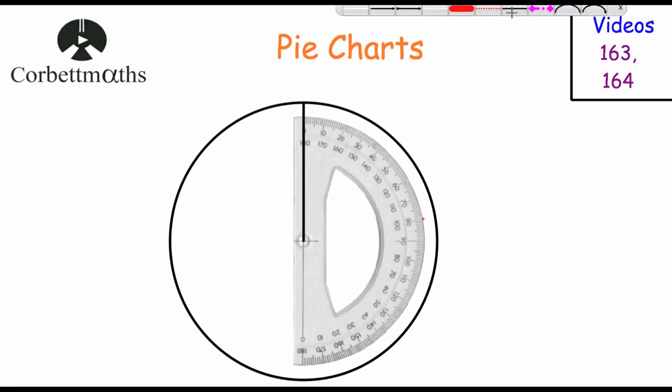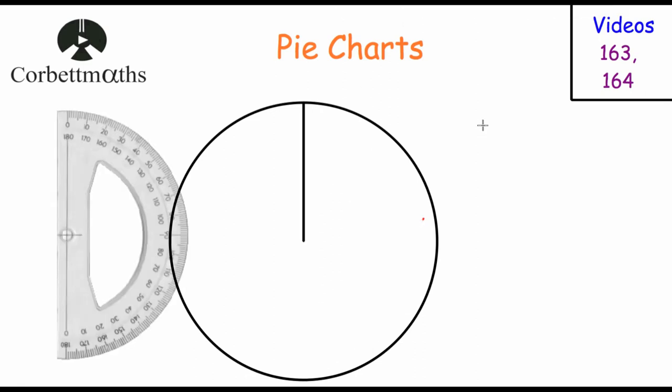Now you'll move your protractor and you will draw a nice straight line from the center through that point to the edge of the pie chart, like so. So that's for the English fans, so let's label it England, and that's that sector done. And it's an 80 degree angle, so we can put that in as well if we want to.